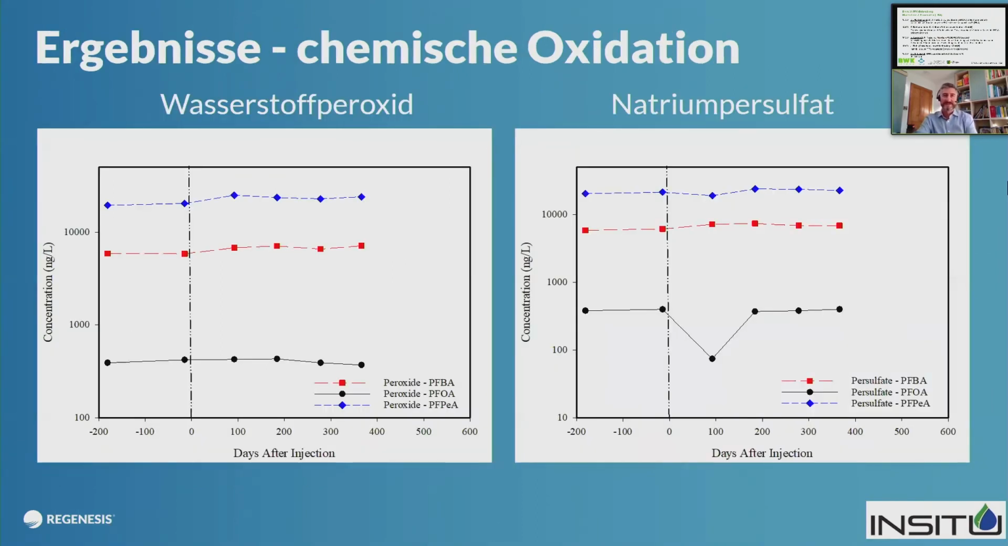So on to the results. With the chemical oxidation, the hydrogen peroxide wasn't really expected to do much. And sure enough, it didn't do anything in this particular case. I forgot to mention the sodium persulfate was unactivated. This is because the groundwater is 30 degrees Celsius. So it's basically being heat activated anyway, so there's no need for activation.